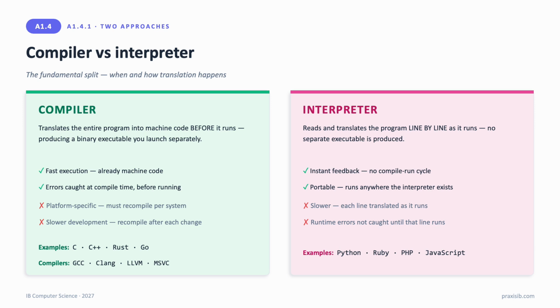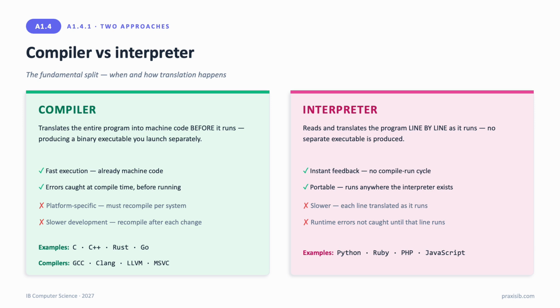Here is a simple way to picture it. Imagine translating a whole book from French to English. You translate it all, you print the finished English copy, then you hand it over. All the work is done in advance. So what are the advantages? First of all, it is very fast. This is because it's already machine code. There is nothing left to translate. Second, errors are caught at compile time. That means they are caught before it ever runs.